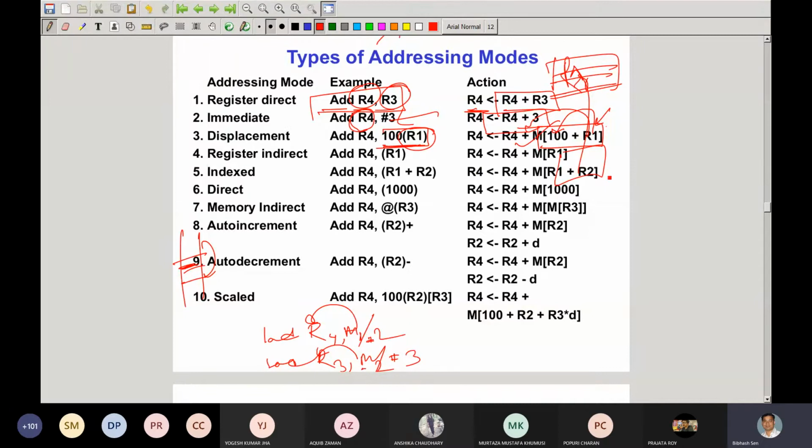In register indirect, one value is directly present in the register, but if I give some braces, it means that register is not directly accessed. You have to go into the register, and the register contains some address where some data is present. In earlier cases, the register contained the data, but in this case the register contains the address of the data.